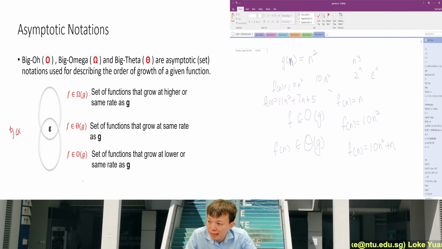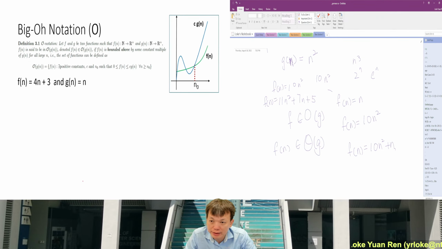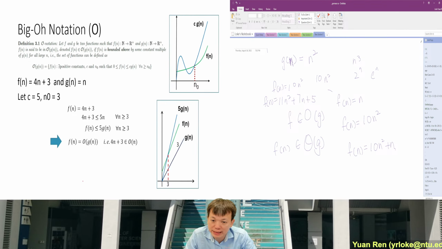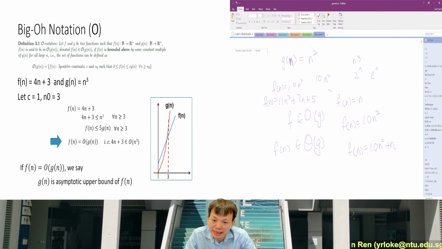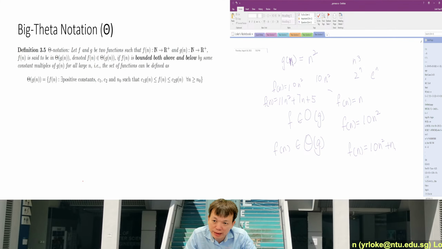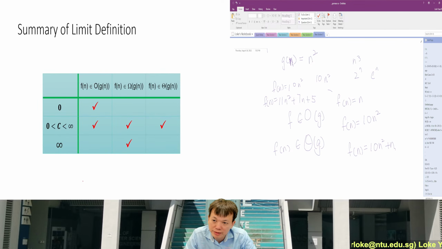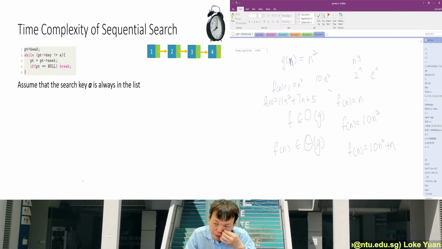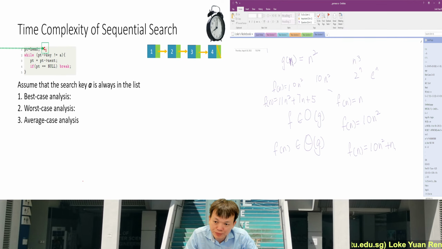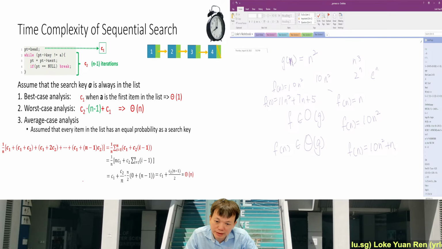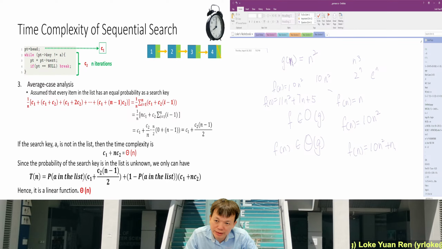Okay? Any other questions? If not, I will end today's lecture. Next Monday, I will talk about big O notation and big theta notation, and give you one example which you have learned, the sequential search. I will talk about the time complexity of sequential search, which you learned when we covered the linked list.